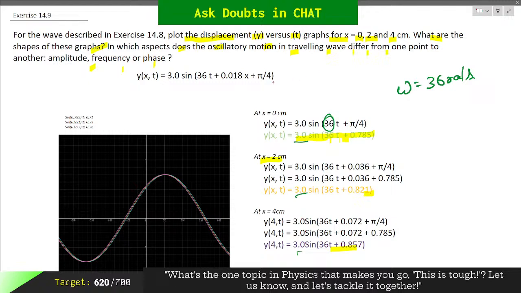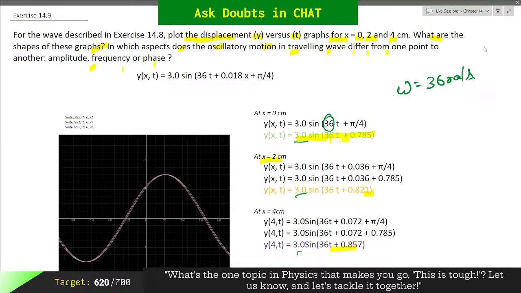As we all know, this should be the same function, so the frequency is going to be the same and the amplitude is also going to be the same. Since we are pointing at different positions in displacement, we will get a different phase angle, as we can see in all these three calculations. So there will be only a difference in the phase. In the first case we will get 36t plus 0.0785, and similarly we can calculate it for 2 and 4 as well, and we see that omega doesn't change and A also doesn't change, that is, the amplitude doesn't change.